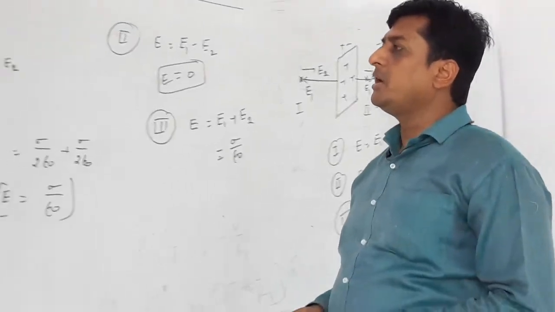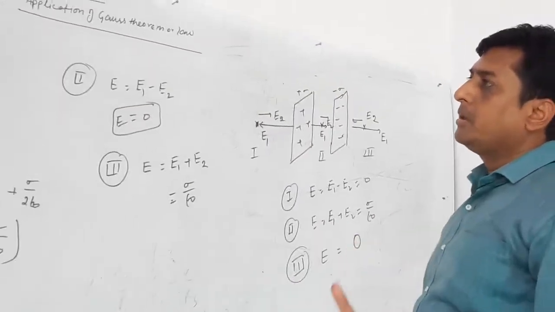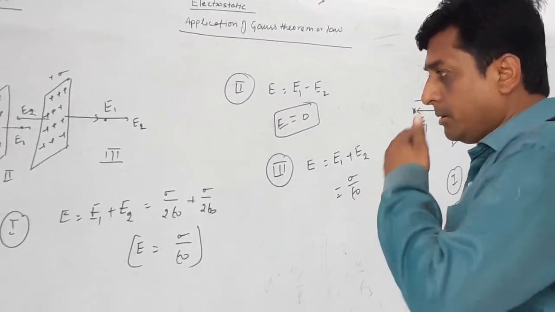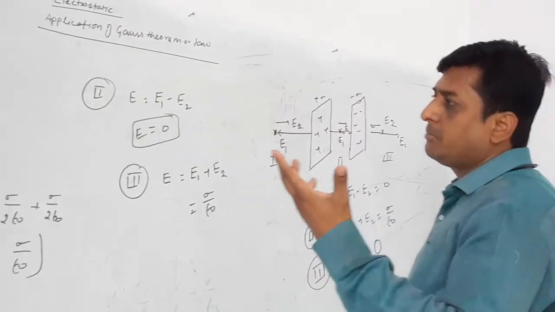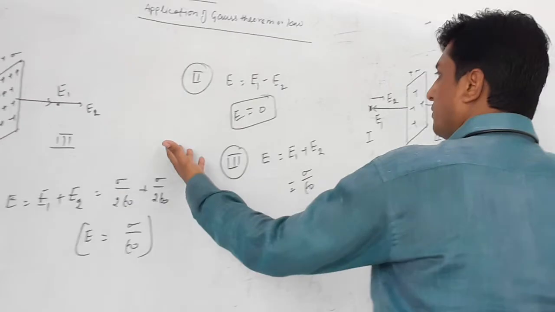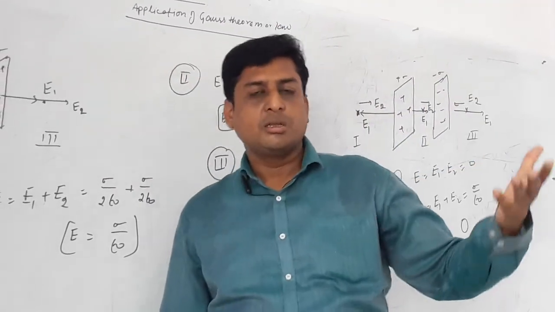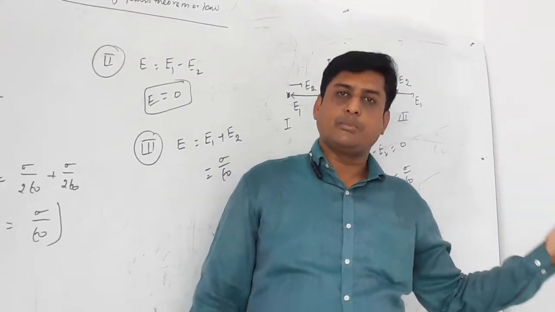In this way, you can calculate the intensity produced by a pair of plane sheets in three different regions. In this way, for a charge distribution of the same nature, and for a charge distribution of opposite nature.